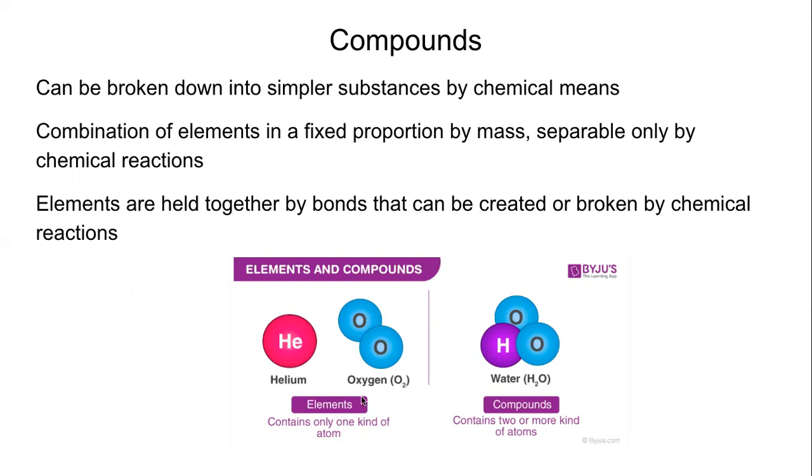So these are elements. On the left, we have helium and oxygen, and you cannot break down helium any further. We'll talk in chapter 2 about what makes up an atom, but you can't separate them even by chemical means. The same with oxygen here. But a compound, like water, is a combination of 3 different molecules, and they can be broken down by chemical means.